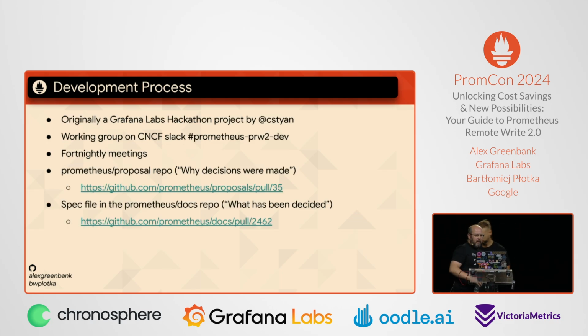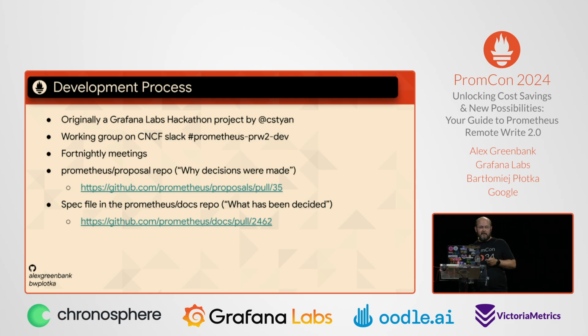A lot of the initial impetus came from a Grafana Labs hackathon project by Callum Stein. He used the time to investigate the possible efficiency gains of applying string interning to the Remote Write protocol. This showed great promise, and the work picked up momentum and other interested parties. We started a Slack channel on the CNCF Slack and iterated from there, adding a fortnightly call to keep on top of things. We used the Prometheus proposal repo, I don't know if anyone's seen that, to help document what we decided to do in the end, but also more importantly, what we decided not to do and why.